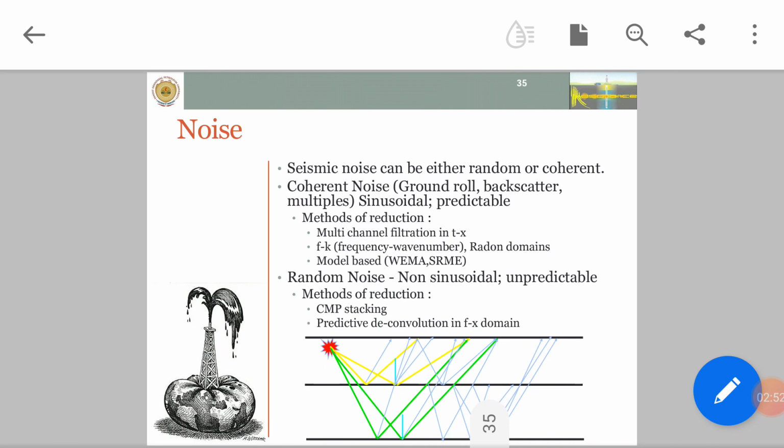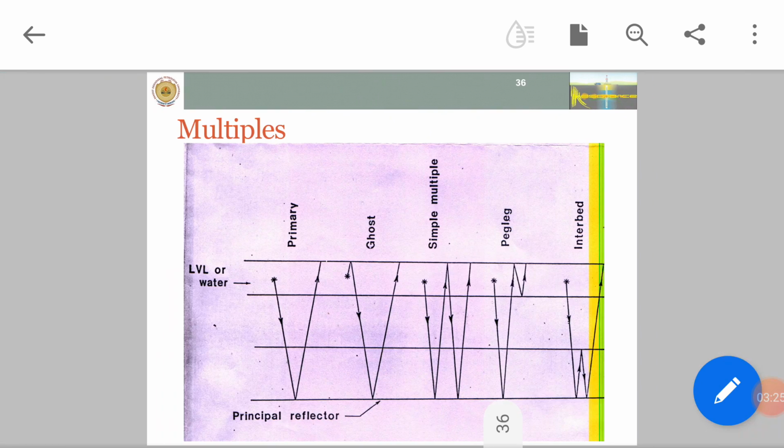We also need to understand noise. Seismic noise can be either random or coherent. Coherent noise includes ground roll, backscattered noise, and multiples; it is sinusoidal and predictable. Methods of reduction: multi-channel filtration in the TX domain, FK, which is the frequency-wavenumber domain, radon domain transformation, and model-based noise elimination. Then there is random noise, which is non-sinusoidal and unpredictable. The method of reduction is CMP stacking. Also, we do predictive deconvolution in the FX domain.